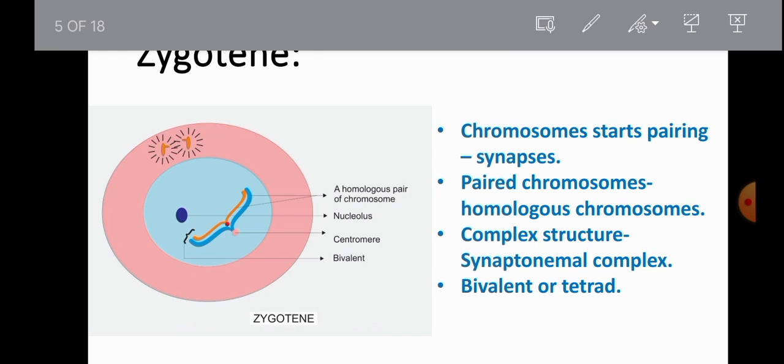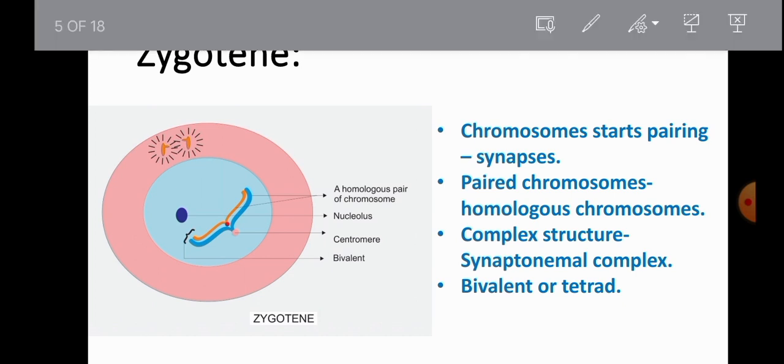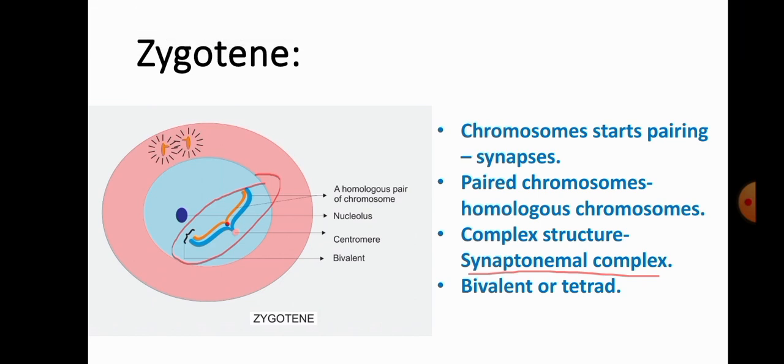Next is zygotene. In zygotene, the two chromosomes start to pair up. Here you can see the two chromosomes start to pair up and a complex is formed. That complex is known as the synaptonemal complex, and these two chromosomes are known as homologous chromosomes. So mainly in the zygotene stage, we can see the pairing of two chromosomes. That pairing of two chromosomes is known as synapsis. So that's it about zygotene.